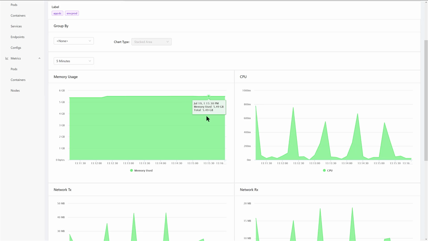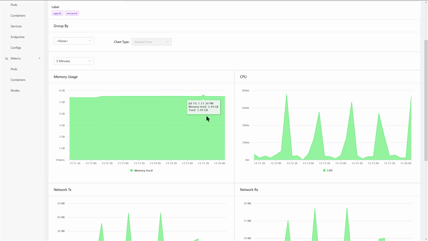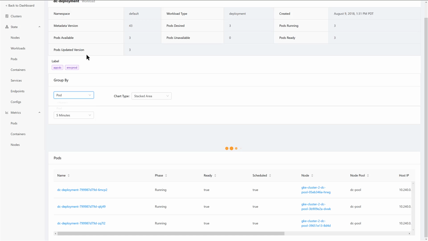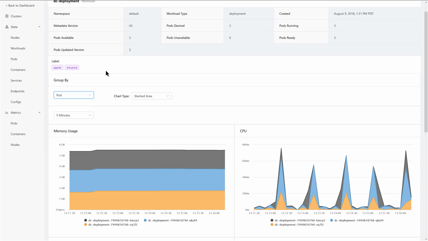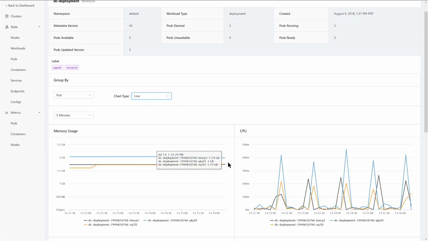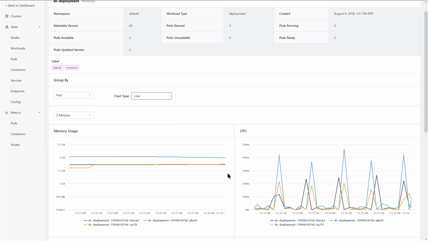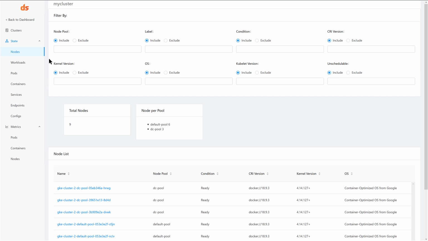So we can see right away that this particular deployment is using 5.5 gigabytes of memory. We can see how much of these 5.5 gigabytes is taken up by each individual pod. We can even change the chart type to see that each of these pods is taking up pretty much the same amount of memory.